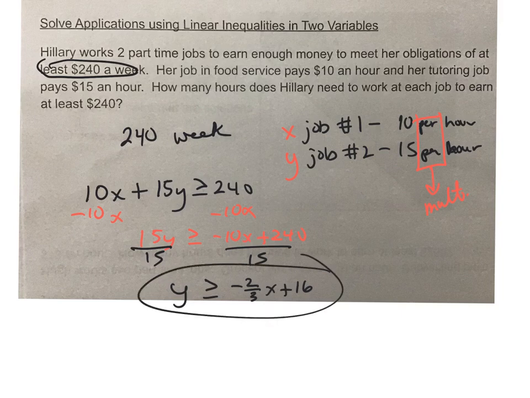So what we would do is graph this, shade it in, and look at our shaded region. That shaded region would represent all of the possibilities of the number of hours she could work at each job in order to get $240 a week, because there's a million different combinations that would work to at least get $240 per week.